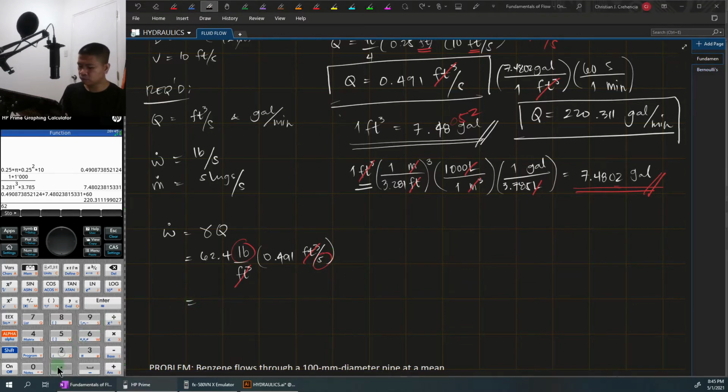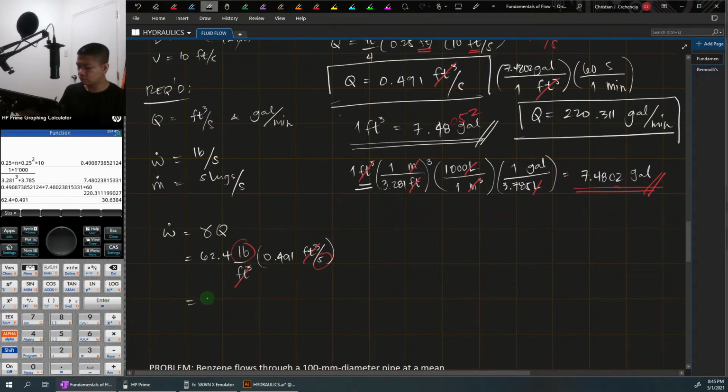Yung makukuha natin is pound per second, which is again yung weight flow rate. Okay, so 62.4 times 0.491. Okay, so we have 30.638 pounds per second.